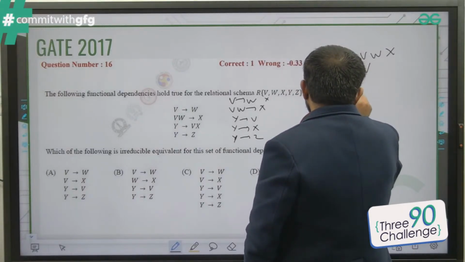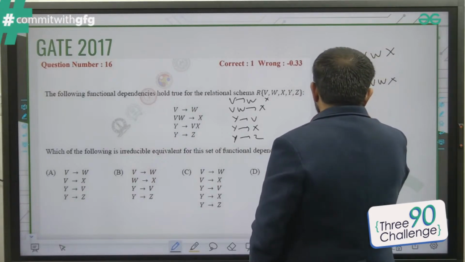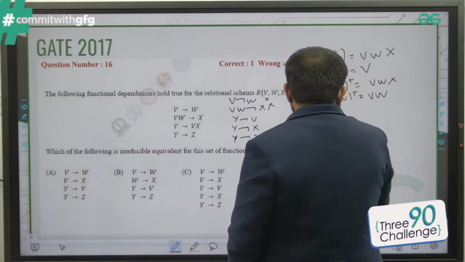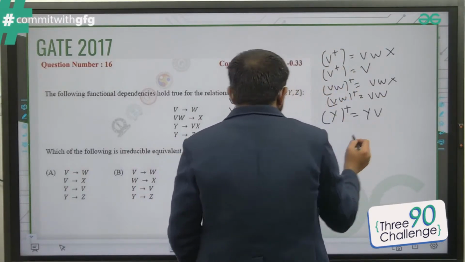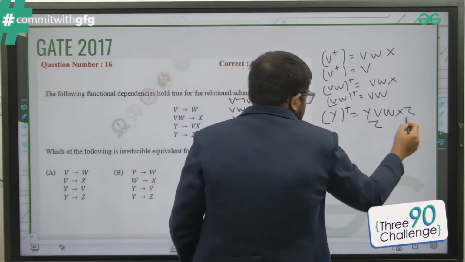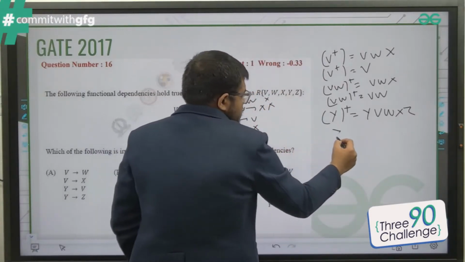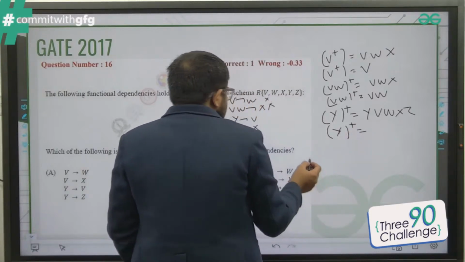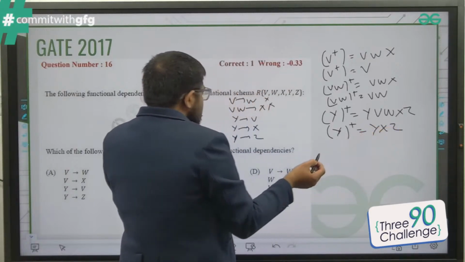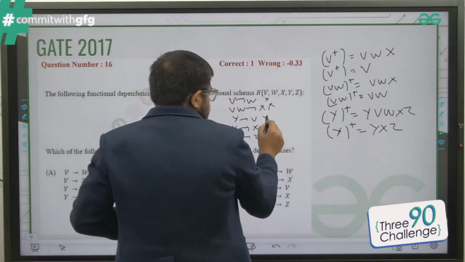Then VW plus considering this will give me VWX, and not considering that would give me V and W, so this is also not redundant. Then Y gives me V, so Y plus is YV, V gives W, W gives X, and Y also gives Z. So you have all the attributes. And now not considering Y gives V, if I calculate Y plus again, it will give me Y, X, Z, and other than that I cannot get, right? So this is also not redundant.